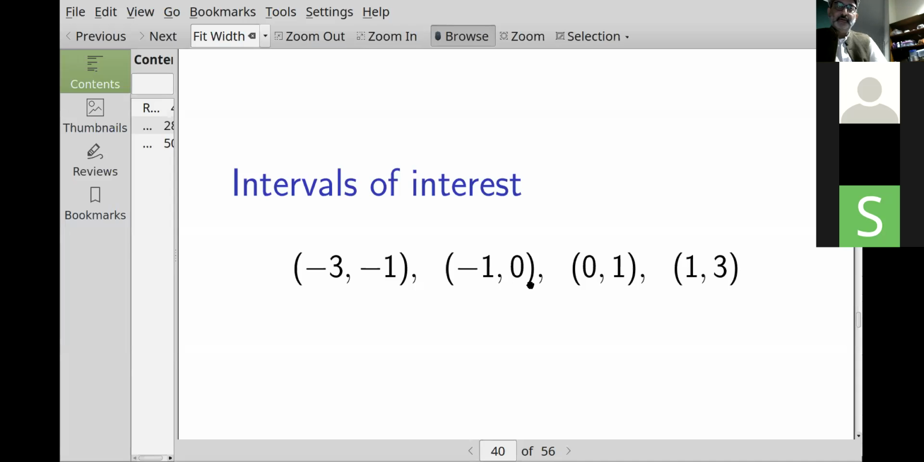Sir, can you again explain this local minimum thing? Just what you just said. Yeah. If the function is decreasing on the interval to the left of the critical point, and it's increasing on the interval to the right of the critical point, then at the critical point, you have a local minimum. Okay, sir.